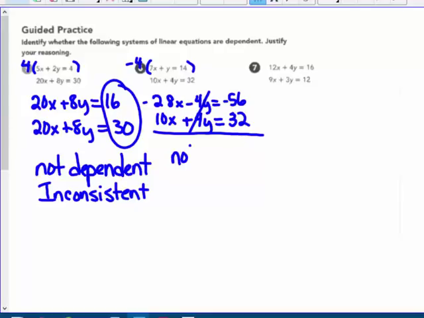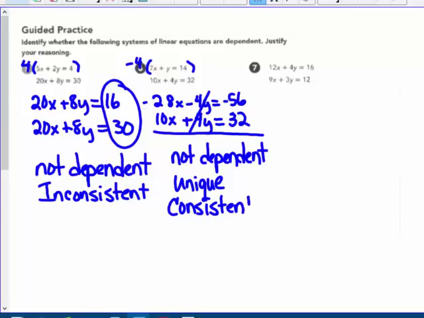So they are not multiples of each other, not dependent. It actually has a unique solution. They are consistent. They have one answer, what is called consistent equations. Those lines are going to cross.